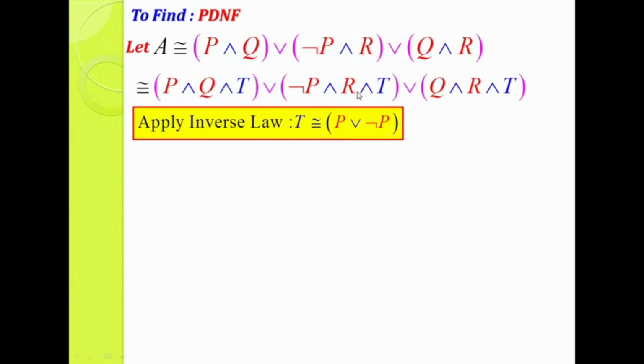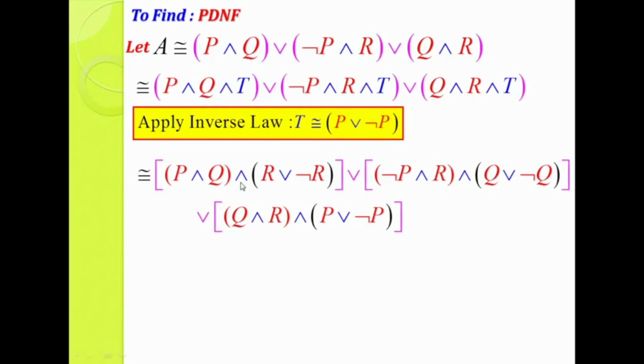So here we see the Q variable is missing, so this T can be written as what? Q or negation Q. Similarly, coming to the third term, here the P variable is missing, so T can be written as P or negation P. Okay, so therefore we get P and Q, and T can be written as what? R or negation R. Here Q or negation Q. Here P or negation P. Remaining term as it is.